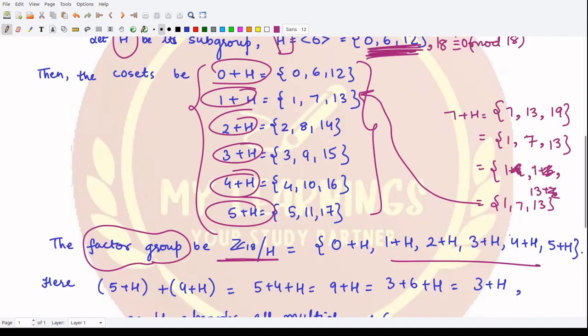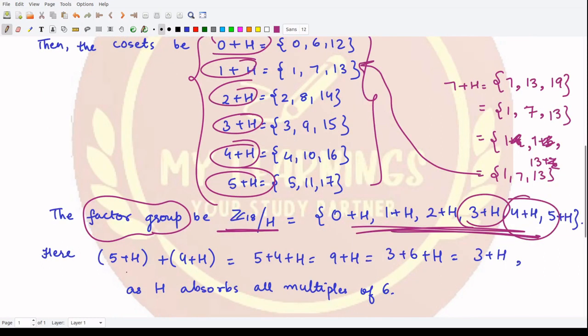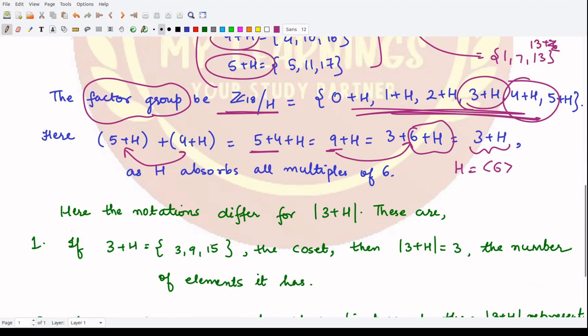Now, as I've told you, how would you form the operation in this quotient group? If you take two elements, suppose we take 3 plus H and 4 plus H, then how would you add them? You will add them simply by adding the numbers 3 and 4, which is 7. Again, you can write 7 as 1 plus 6. Now 6 would be absorbed by H, because H is generated by 6. Therefore, you will be left with 1 plus H here. This is how we perform the addition operation within this factor group.